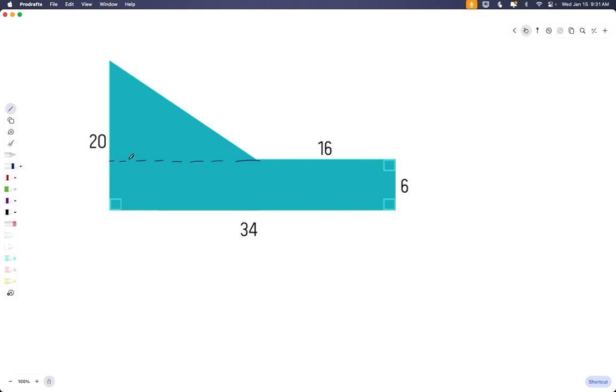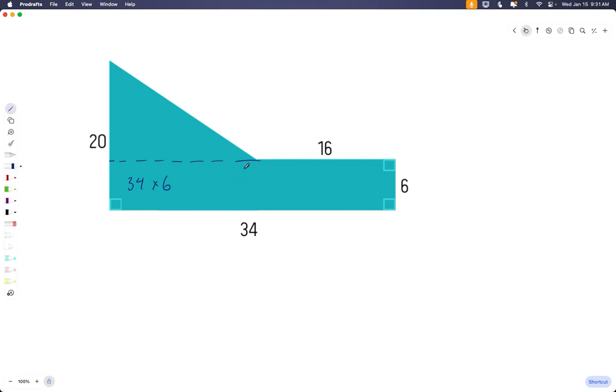Now that we've figured out exactly where we need to put that line, it's a lot easier to see that this rectangle is 34 by 6, right? Because we've got 34 across the bottom and then 6 tall. And that's the whole rectangle. We've already got the dimensions given to us. And we've got a triangle, and we know how to calculate a triangle. We just need to figure out what the dimensions are.